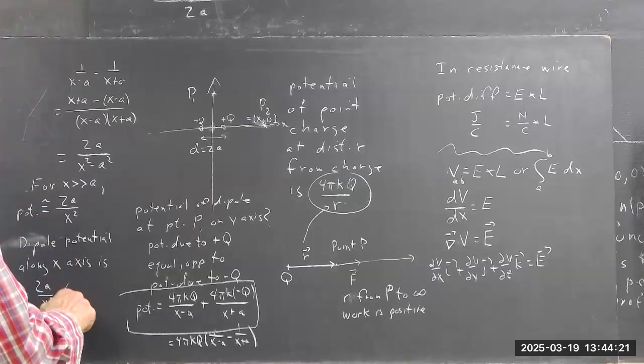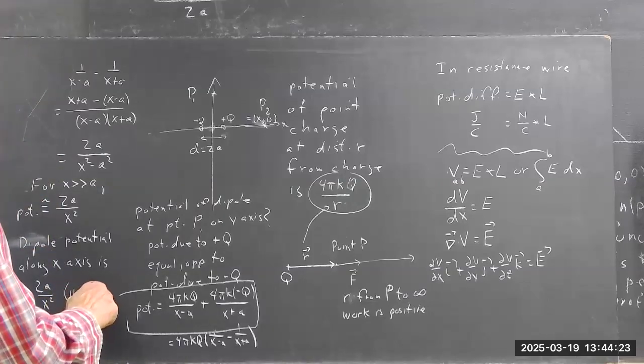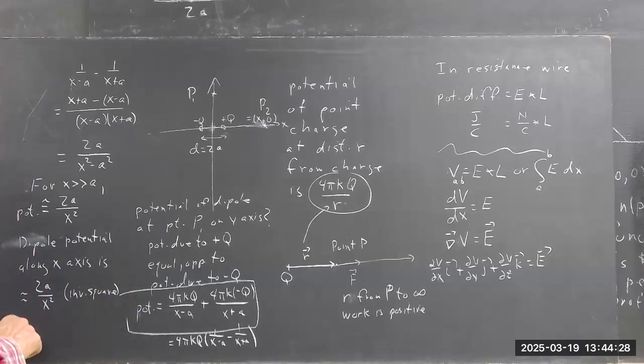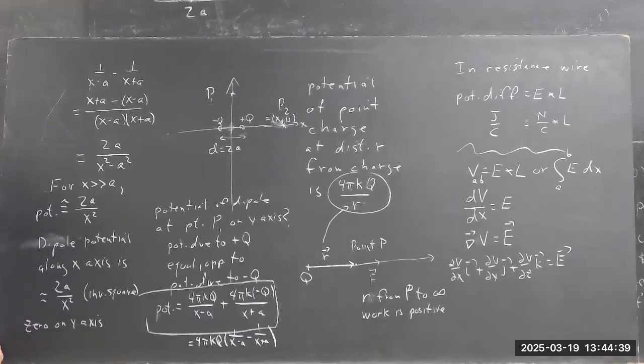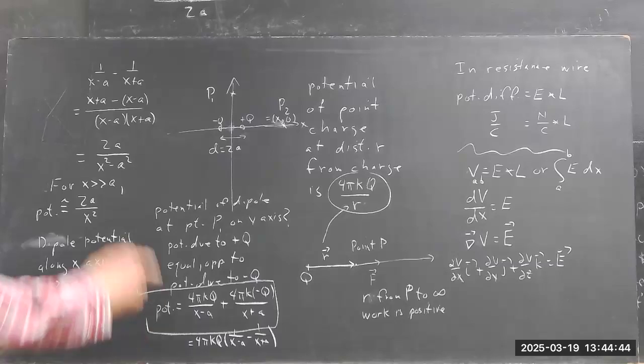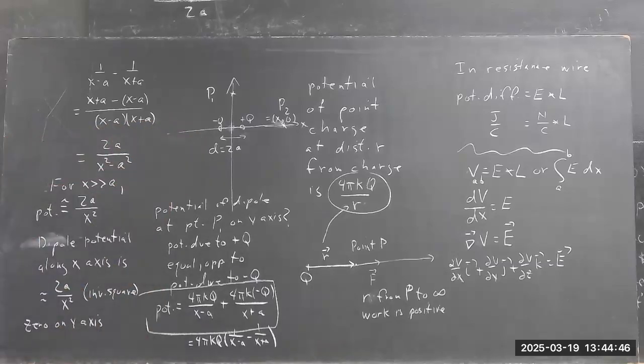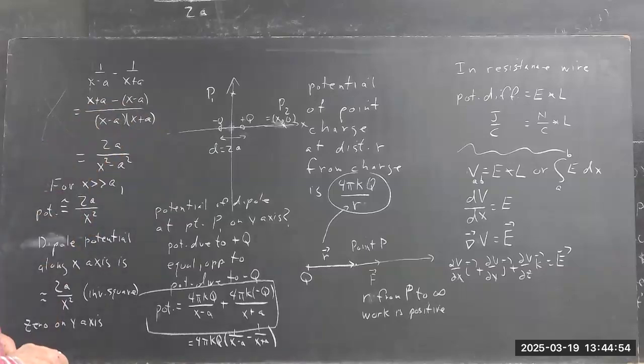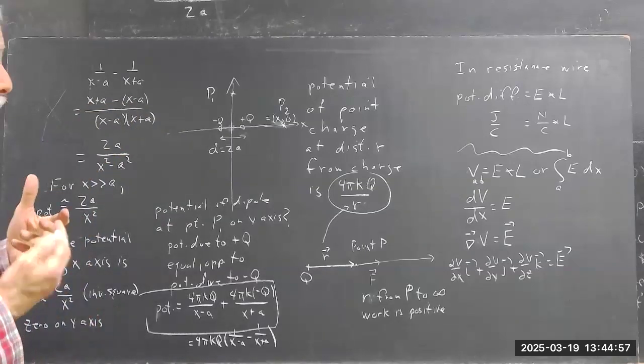Up to 2a over x squared, and it's 0 on the y-axis. Now this is for a dipole oriented along the x-axis. Okay. Between the x-axis and the y-axis, it goes like a cosine.